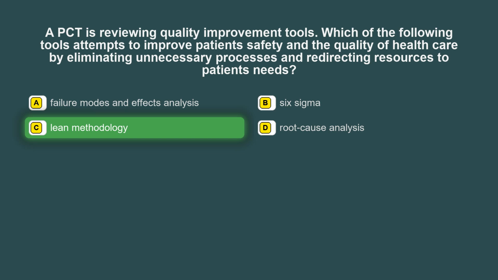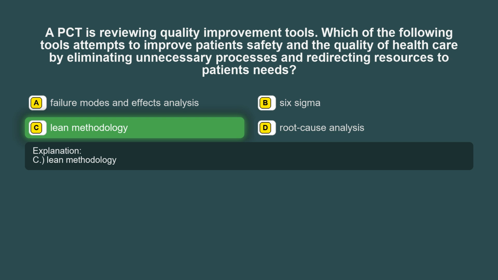The correct answer is option C, lean methodology.